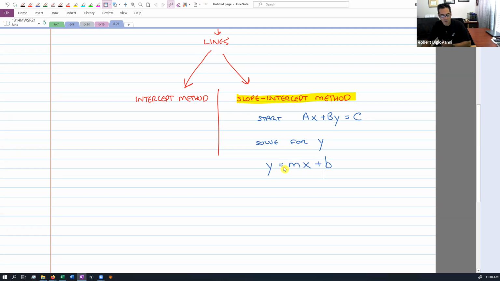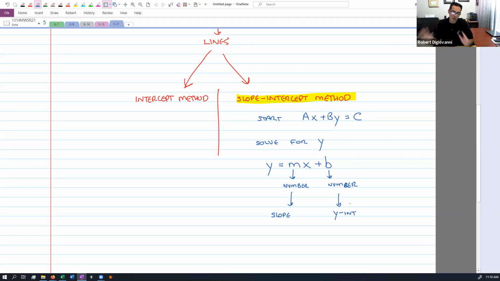It'll be y is equal to some number, okay, this is a number, and then plus some number here. This number is always the slope of your line, and this is always your y-intercept, always. And if you know the y-intercept and you know the slope, you can always draw the line, okay?